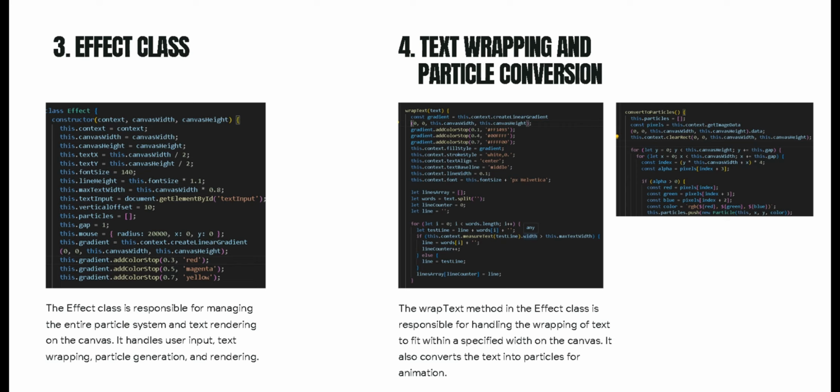The fourth one is text wrapping and particle conversion. Here we have the wrap text method, which splits the input text into lines that fit within the canvas width and draws each line on the canvas. Then it calls convert to particles. This method reads the pixel data of the rendered text from the canvas, and for each non-transparent pixel creates a new particle with the corresponding color and position.